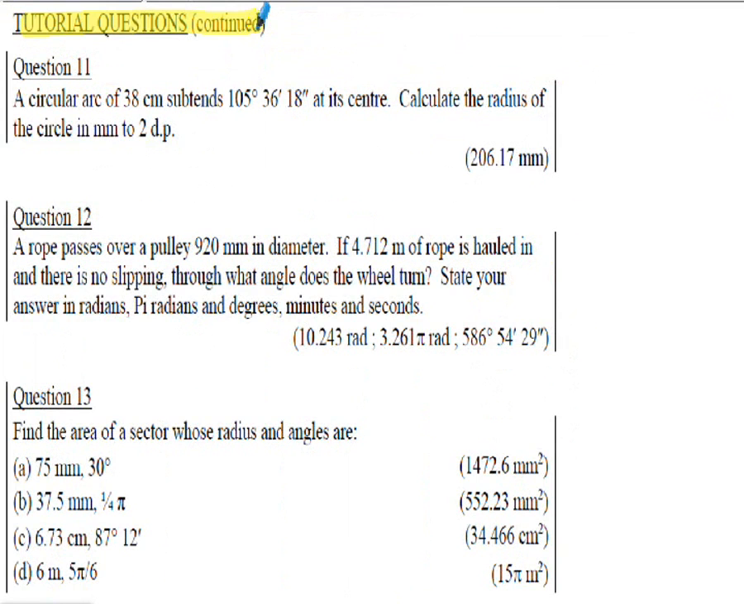Tutorial questions continued. Questions 11 through to 13, I'll let you review them at your own pace. Notice the answers are shown in the brackets on the right hand side.